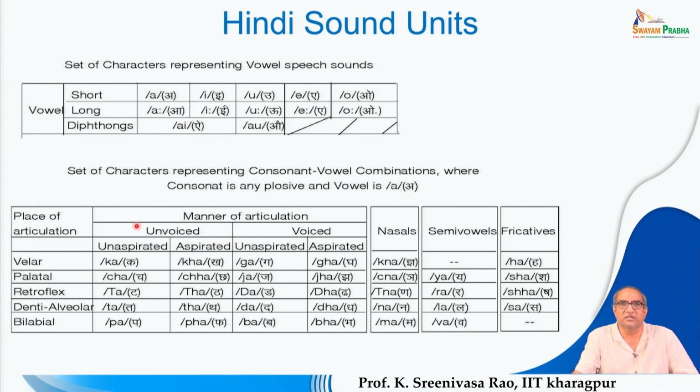Then coming to the consonants, the consonants in Indian languages are very well structured, and you can categorize them in two ways: one based on the place of articulation, and the other based on the manner of articulation. Place of articulation means we can group all the consonants into different places of articulation.